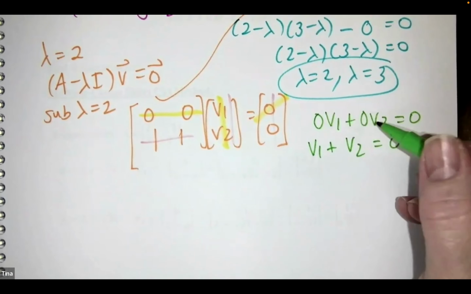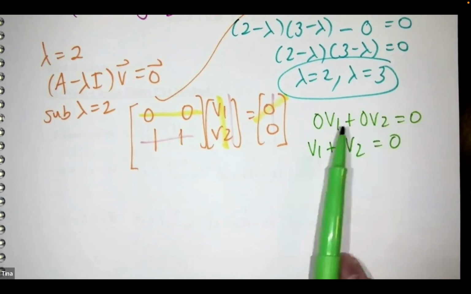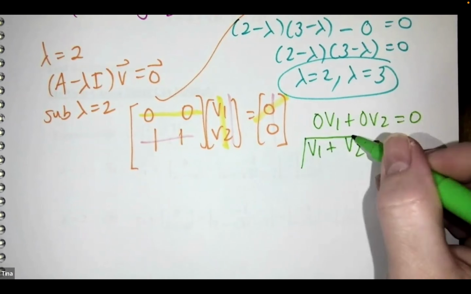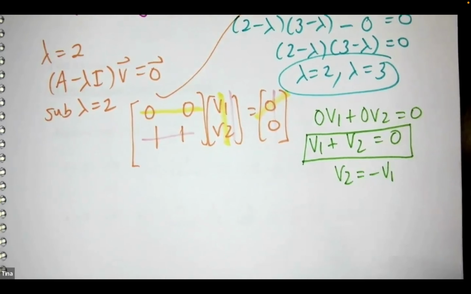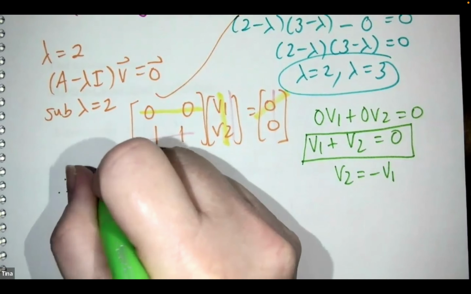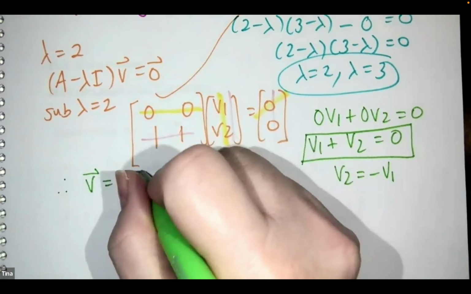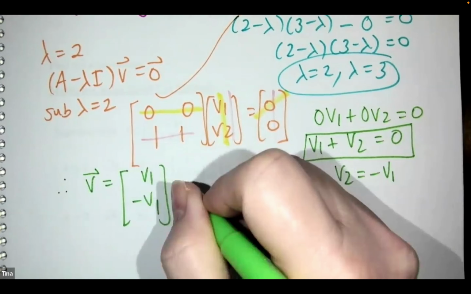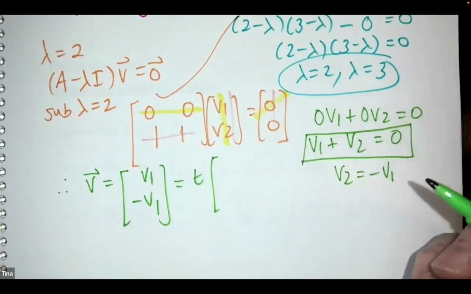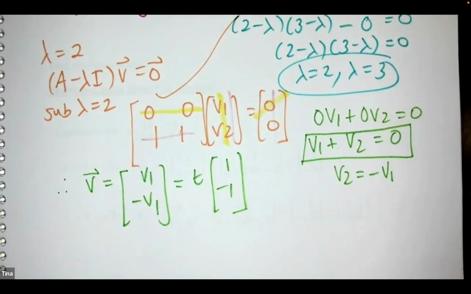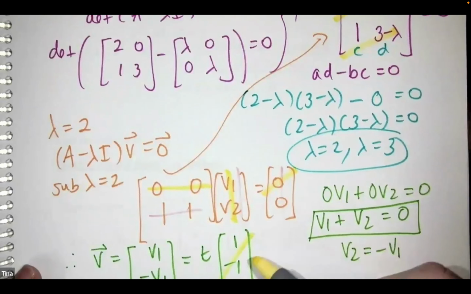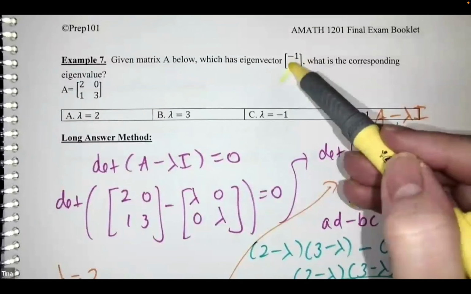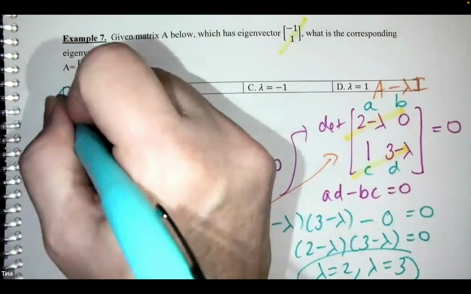So this one's not too useful, right? Because that would be true for any number. 0 times anything plus 0 times anything is always 0. From this one, I can say that V2 is equal to negative V1. So that means my vector can be V1 and then V2 is negative V1, or I can say some number t times 1, negative 1. And at that point, I could stop this question because I have the eigenvector, so I already know it's 2.